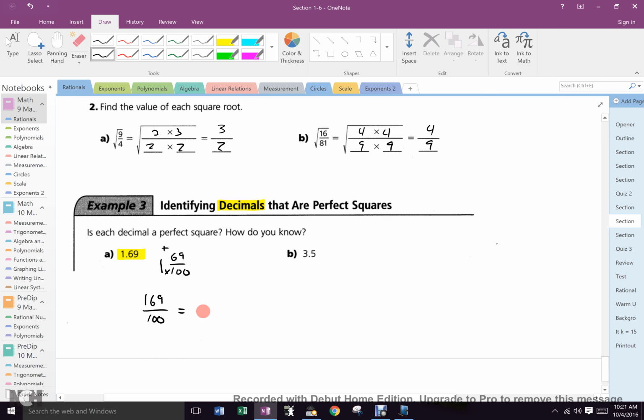Is 100 a perfect square? Yeah. What is the square root of 100? 10. Is 169? I don't know. It's not on my chart, is it? So what do I have to do? Is it on the chart? No. So where do I go to find the square root of 169? Your calculator. And what is it? It is 13. So 13 over 10.